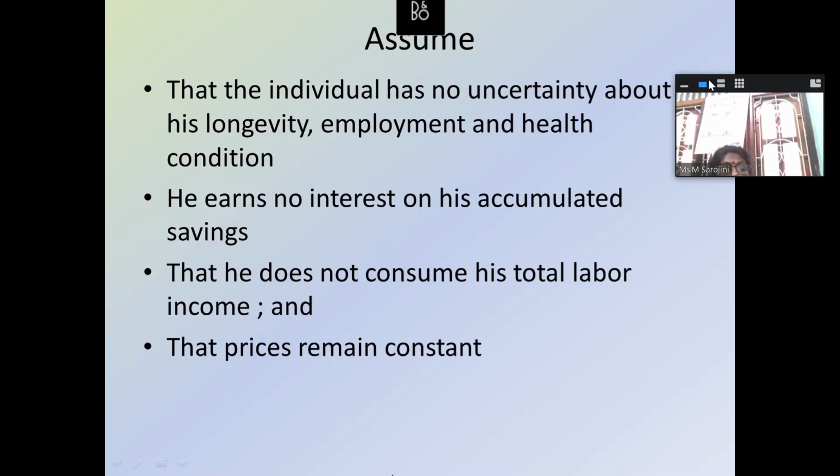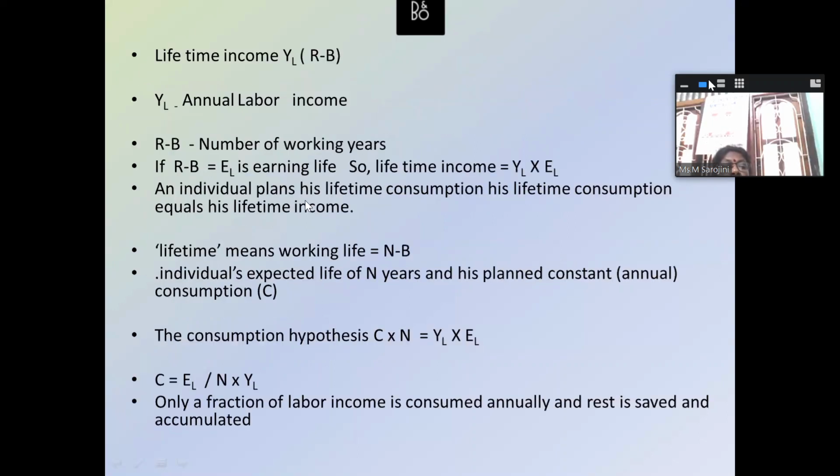Also, that prices remain constant. There are no changes in the prices. Prices are also constant. Based on these assumptions, we can further derive the current saving as well as the future consumption. Right? Again, we can have some information to derive that.